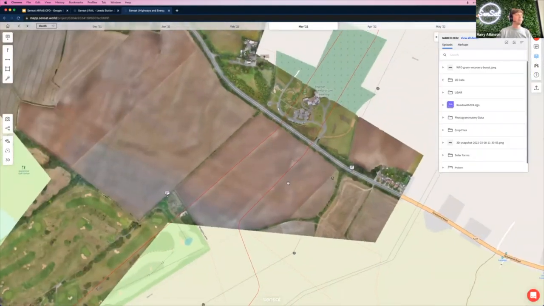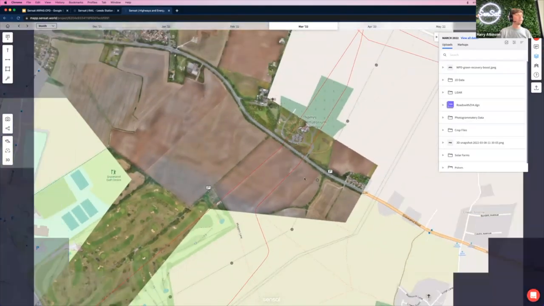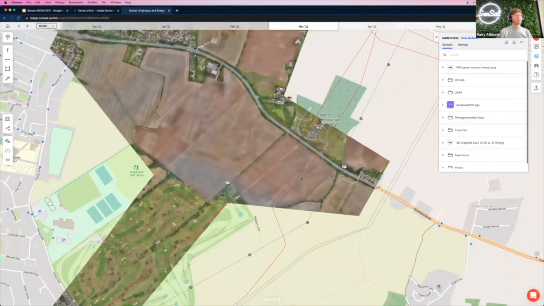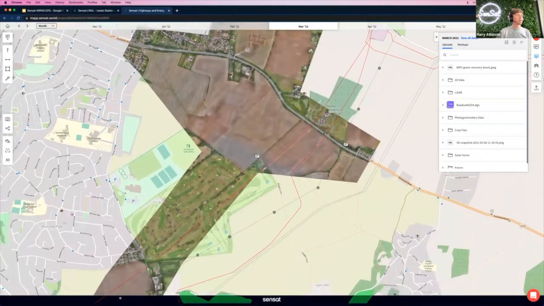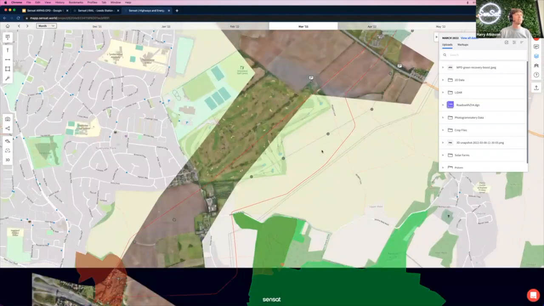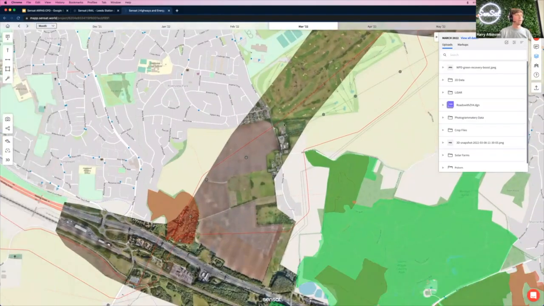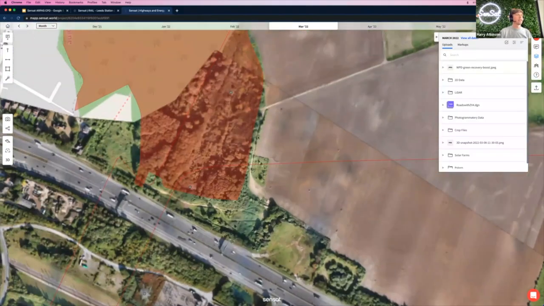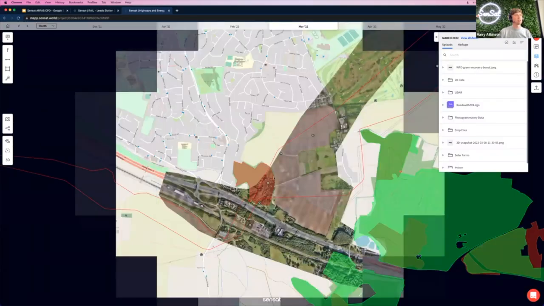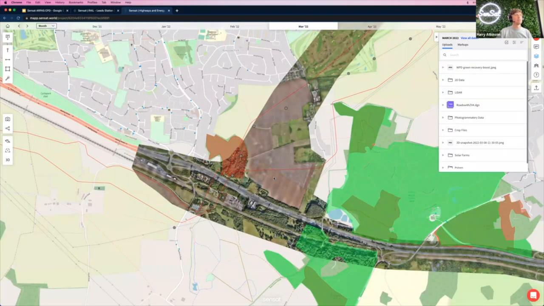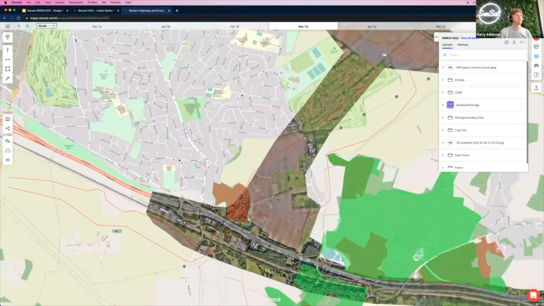But this is a really major problem for the industry. Utility strikes cause millions of pounds worth of delays and damage every year. And so having this information at your fingertips is really important. And other things like ancient woodland and other data layers enable bid teams to more accurately manage their bids as well.